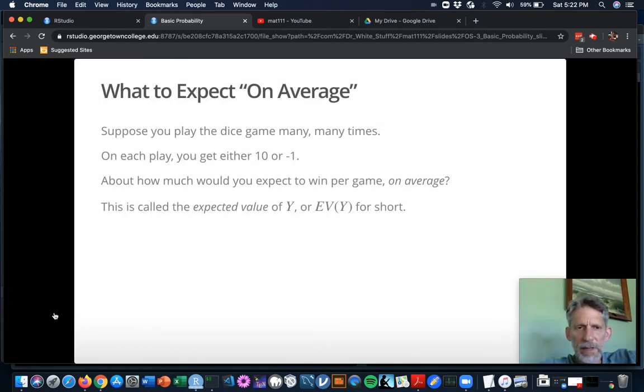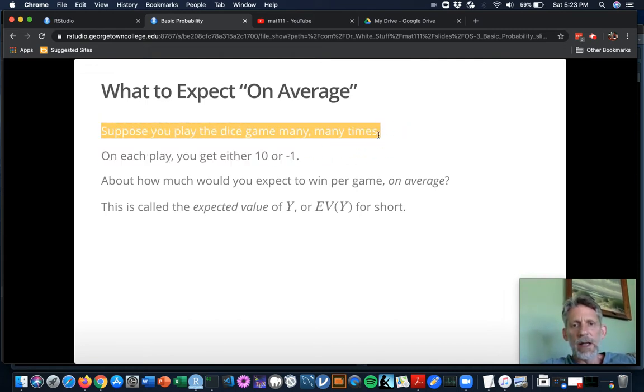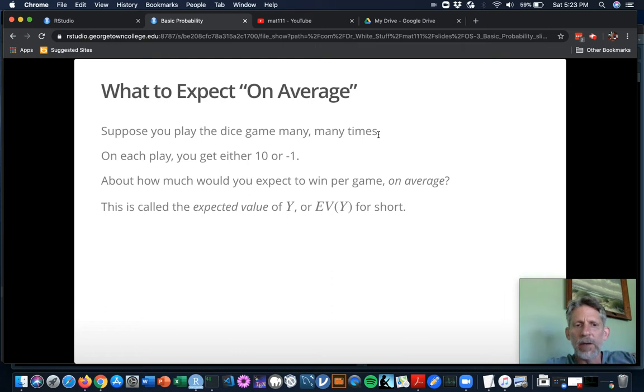Expected value intuitively is what you expect to get for a random variable in terms of the number on average. So suppose you play that dice game a lot of times. That's the dice game where if you roll the 6 spot, you win $10. Anything else, you lose $1. So in each play, you're either going to get a 10 or a -1. If you play it a lot of times, you'll get some 10s and a lot more -1s.